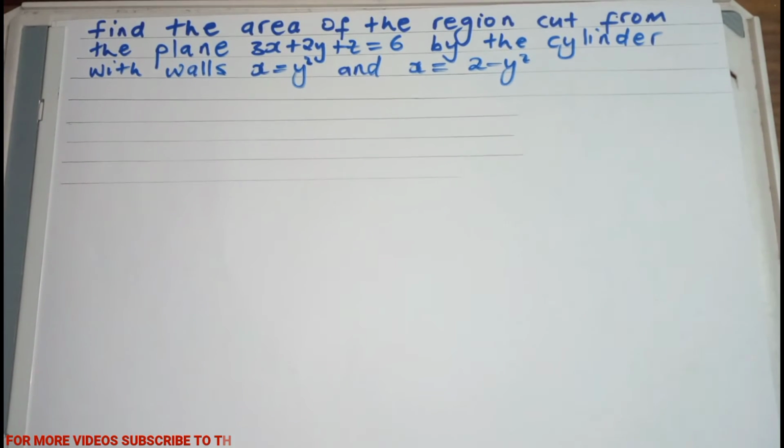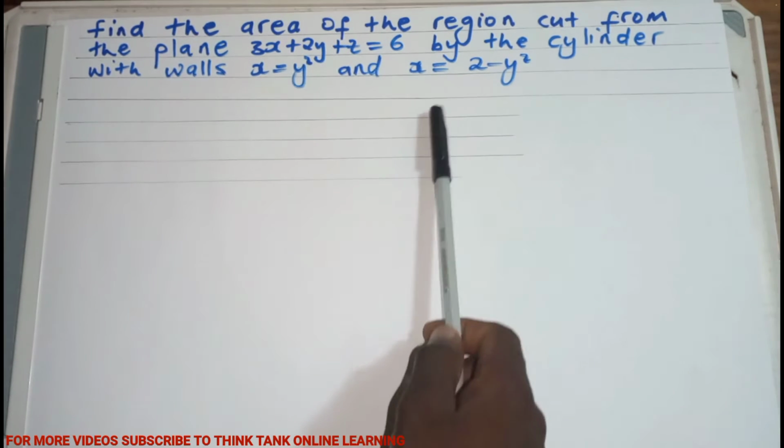Okay, so in this video we're going to talk about area of surfaces in space. We're given a problem: find the area of the region cut from the plane 3x + 2y + z = 6 by the cylinder with walls x = y² and x = 2 − y². Okay, so this is our x limit.